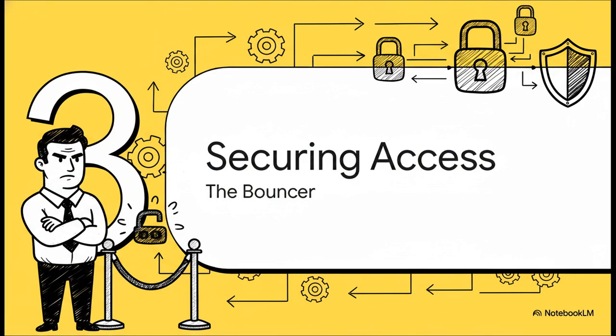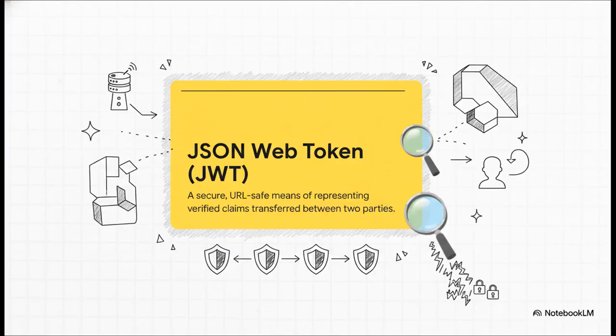Moving on to Section 3, Securing Access with JWT. It's time to meet the bouncer. Now that our brain has extracted all this highly accurate, incredibly sensitive financial data, we absolutely must protect it via our API. Let's clearly define the tool for the job.